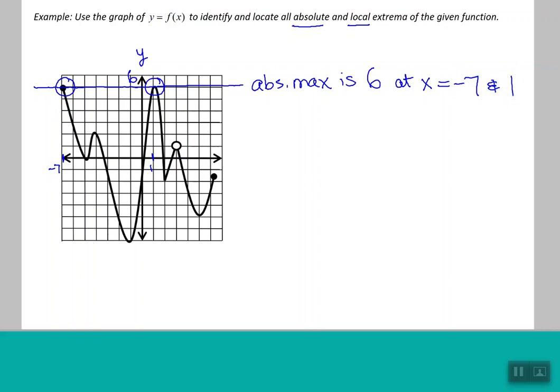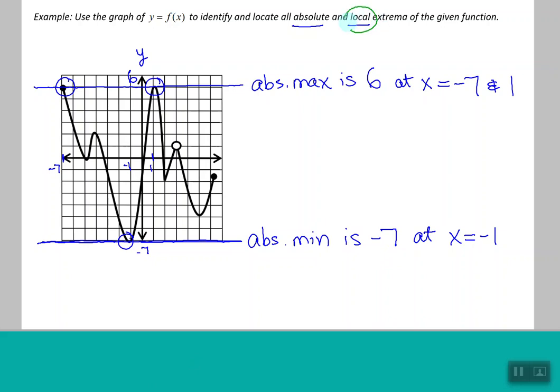How about the lowest y value? Let's see how low the graph goes. I see the lowest it goes is down to here. Now it happens to only get there at one place. Doesn't matter how many places it gets to, that's the lowest that the graph goes. So we will write that the absolute minimum is that y value, which is at -7, and is located at x equals -1.